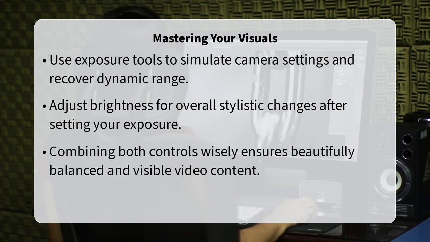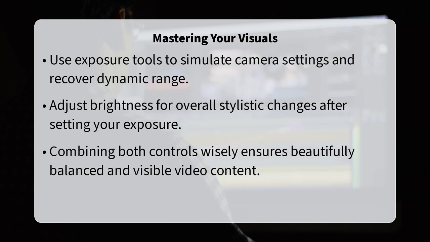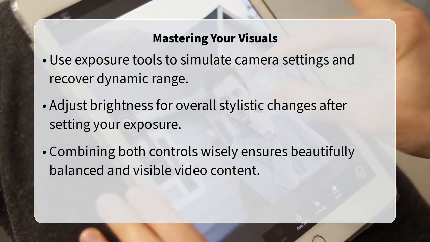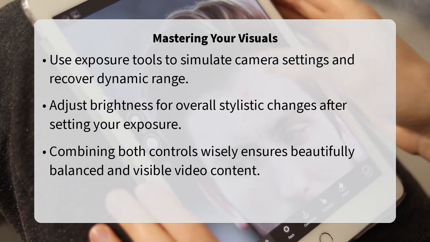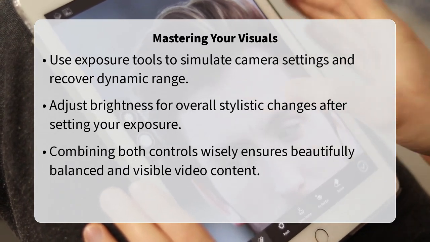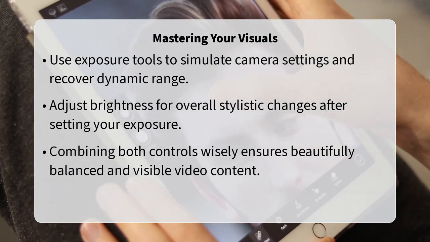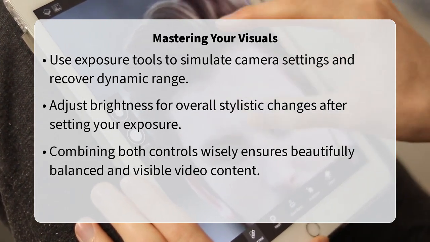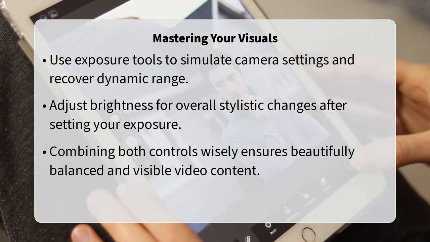Understanding this distinction allows you to approach your video color correction with greater precision. Proper exposure is set during filming and dictates the raw data available in your footage, affecting the dynamic range and the potential for highlight and shadow recovery. Brightness is a stylistic or corrective adjustment applied afterward, which can fine-tune the overall look, but cannot magically restore lost detail. By using both wisely, you can ensure your videos are not just visible, but beautifully balanced.